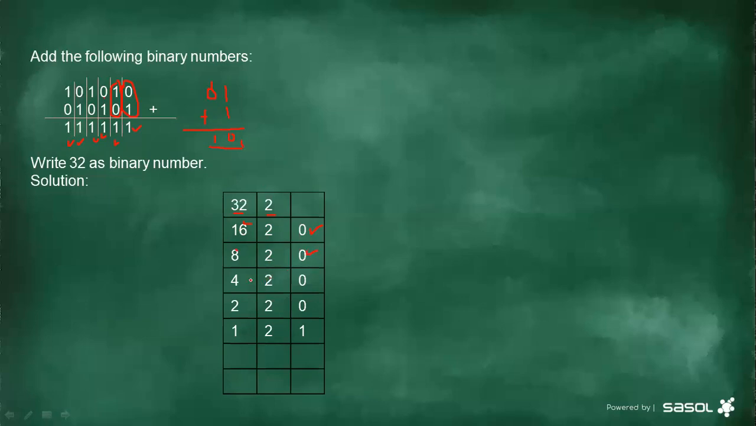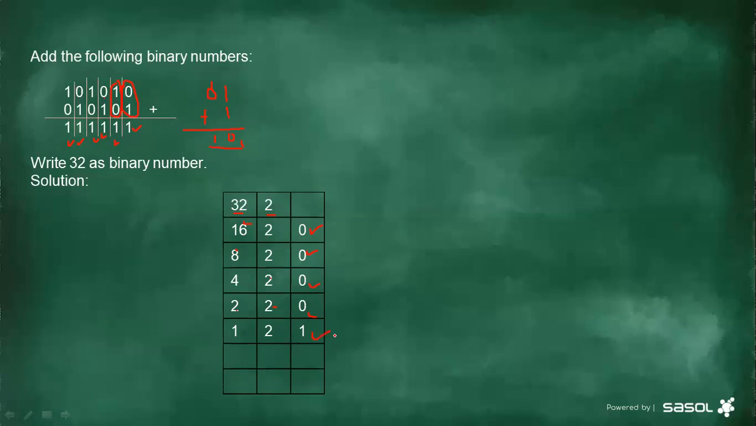And then 2 into 4 is 2. There's no remainder there. 2 into 2 is 1, there's no remainder there, 0. And then 2 into 1, there is a remainder. It's called 0.5. Then if there is a remainder, you put 1 there.